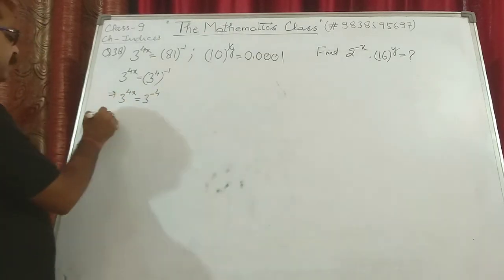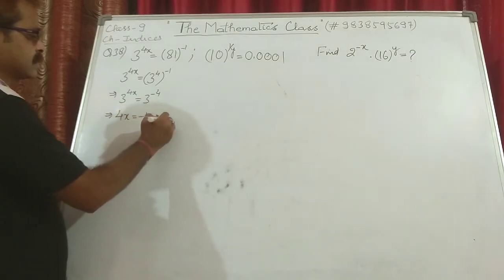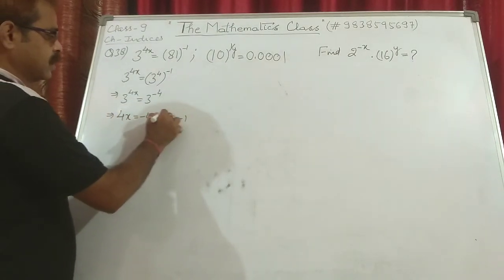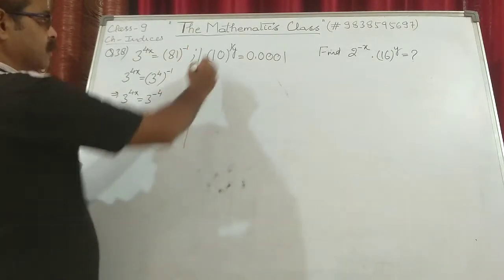When bases are equal, we can equate the powers. So 4x is equal to minus 4, which implies that x is equal to minus 1. We got the value of x. Now similarly we will solve this.